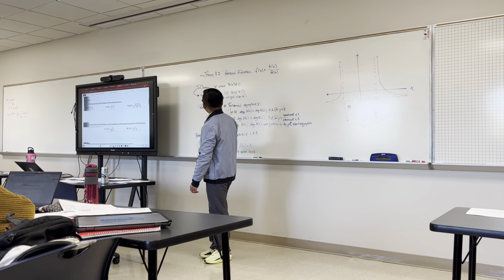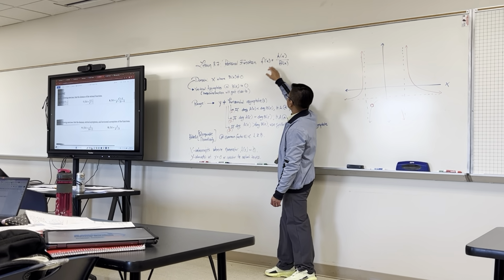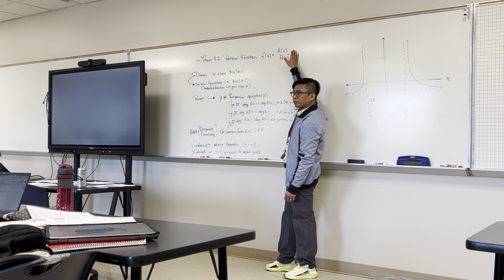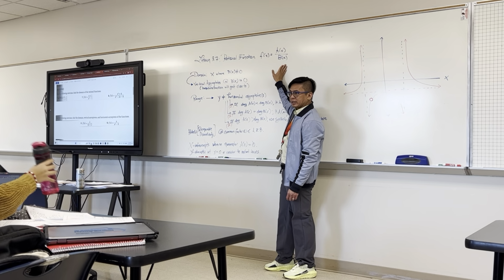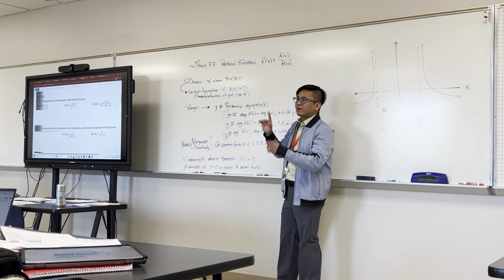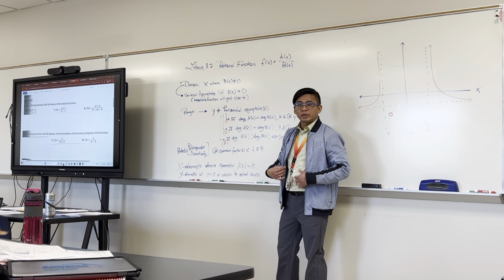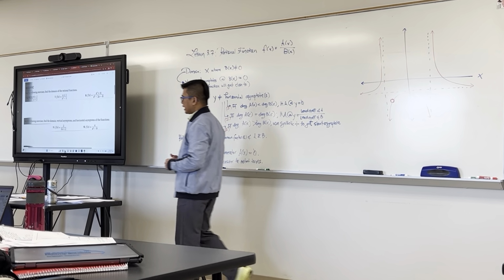So let's see our lesson 3.7 on rational function. Again, that is of the form f of x is equal to a of x, that's your numerator, over b of x, that is your denominator. So in here, you would always have to have a variable, typically x on the denominator. Good. So that is our rational function.